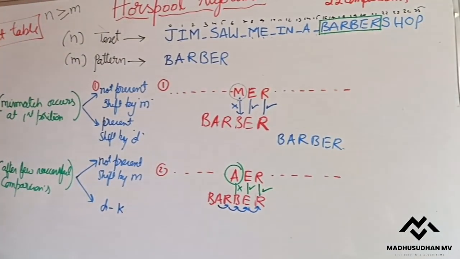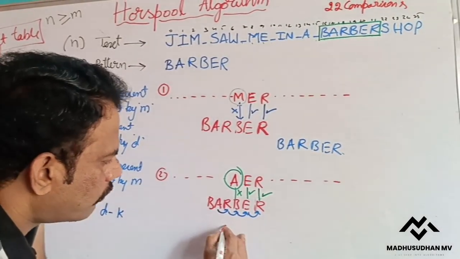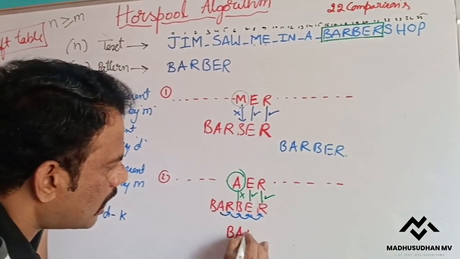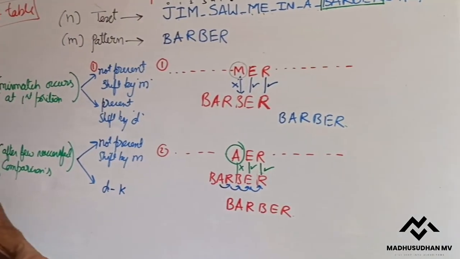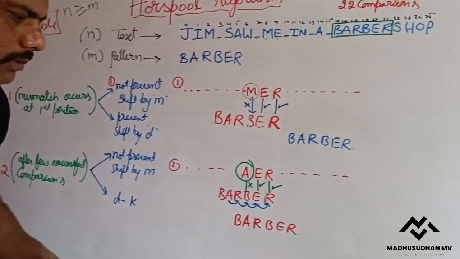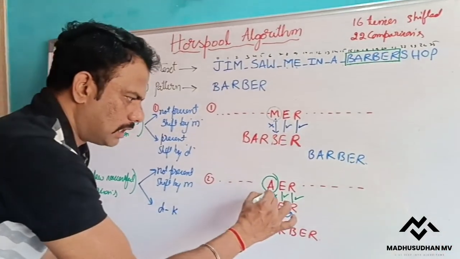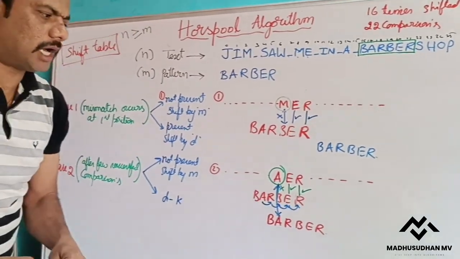Now I shift the pattern towards its right by 2 positions. That means 1, 2. Now if I shift it like this, B, A, R, B, E, R. Again I brought the mismatch character exactly below that one. See, I brought A below A only. This is how we do it.